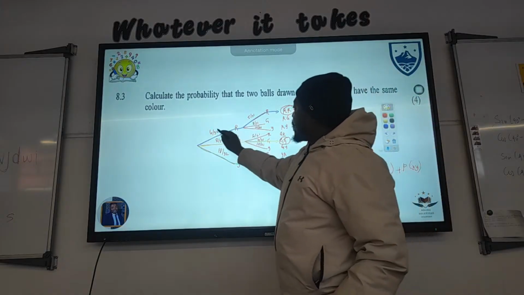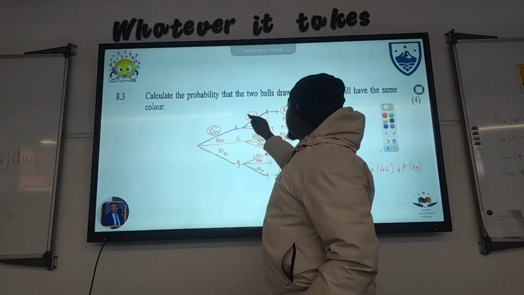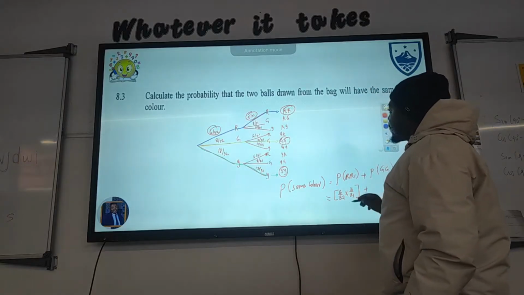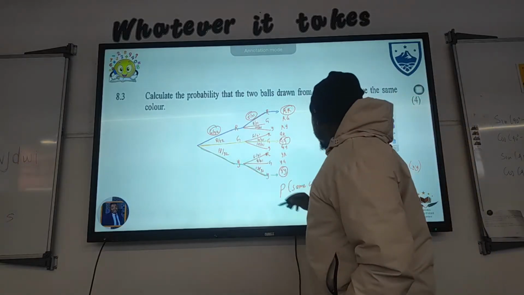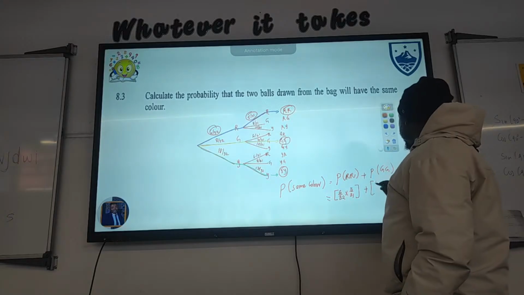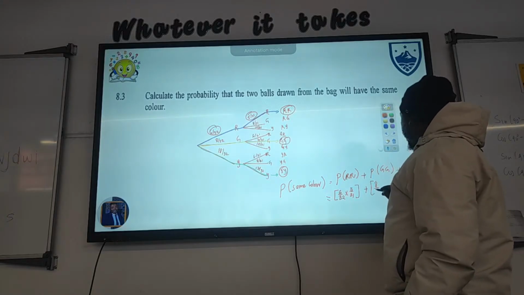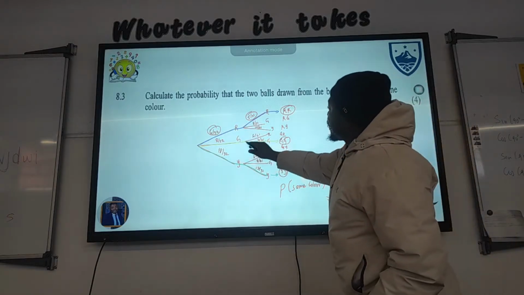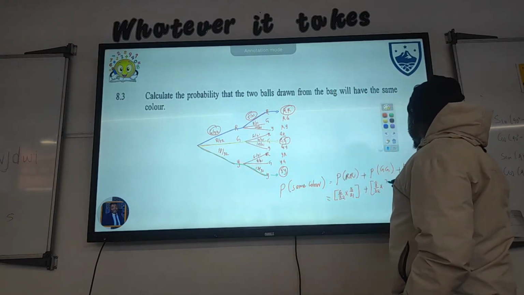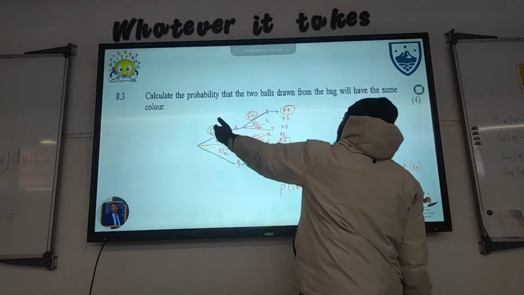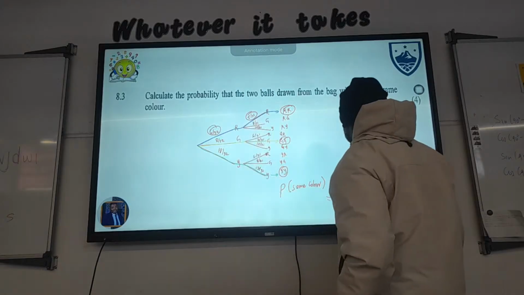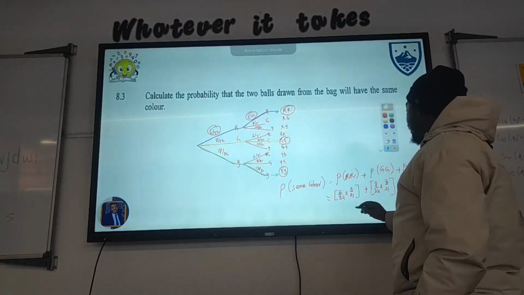So it's this probability multiplied by this probability. That's where I'm passing. And then plus, so this will be 8/32 multiplied by 7 over 31. That's why your probabilities on the branches must be very accurate for you to get the accurate answer.